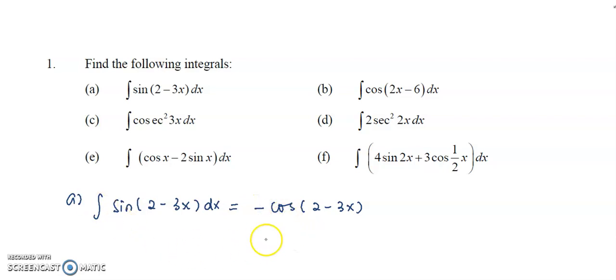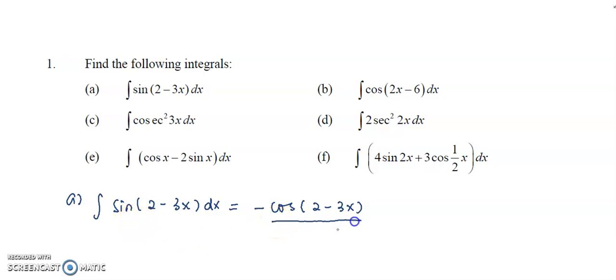For this pair, there is a negative between them. So when you differentiate, you have a negative, and when you integrate, you also will have a negative. The negative won't disappear. When you differentiate cos, you get negative sine. Integrate sine, you get back your negative cos.